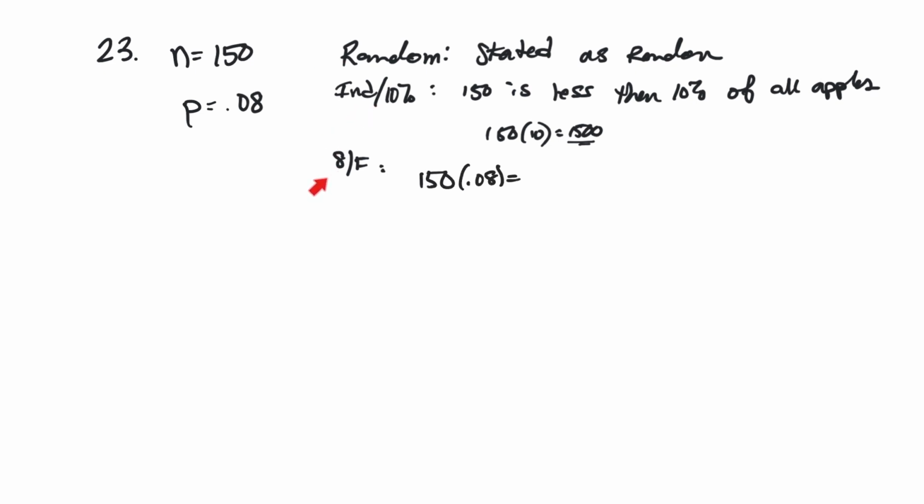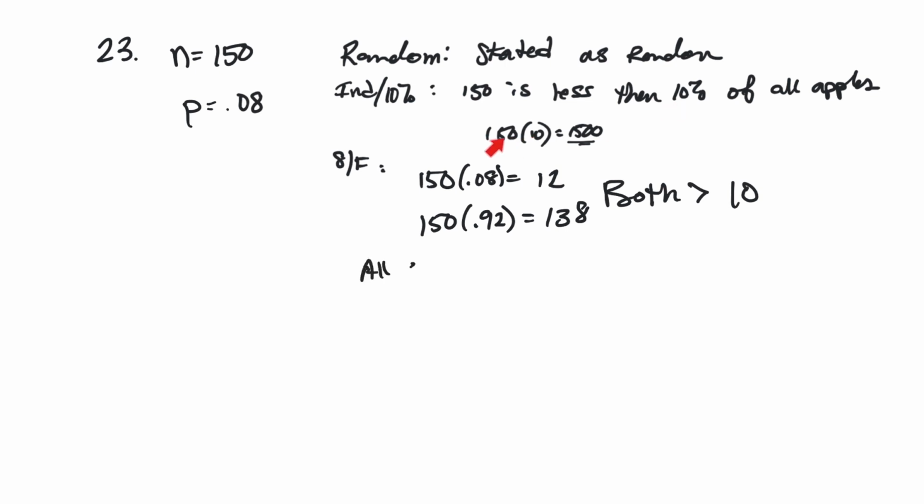So here, what we're looking at is we are trying to show that all of my assumptions and conditions are set up so that I can show that normal CDF is appropriate. So we have random. Yeah, it's random. They tell us in the problem it's random. So I can just simply say it was stated. It was in the problem. 10% here, 150 is definitely less than 10% of all the apples that would be considered. 150 times 10 is 1,500. So you know there's more than 1,500 apples in a given farm or whatever.